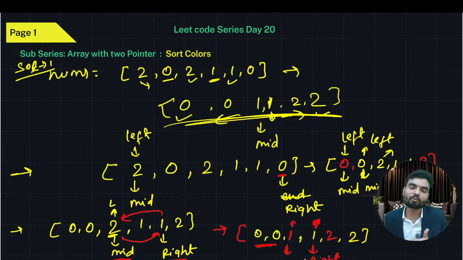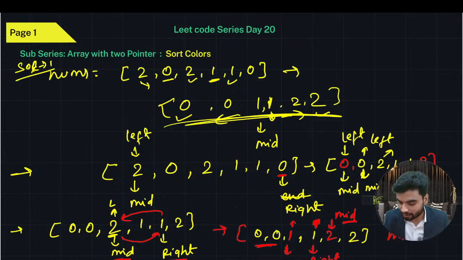Now check, is this 1 or 0 or 2? It's a 1, which means mid will increase. So now the value of mid is greater than the right. Is that possible? No, it's not possible. You should stop executing. So there is a comparison between mid and right. We will do this only when mid is less than or equal to right. Till then we'll compare. If we get 1, we'll increment the mid. If we get 2, we'll swap the value of right and mid. If we get 0, we'll swap the value of left and mid.